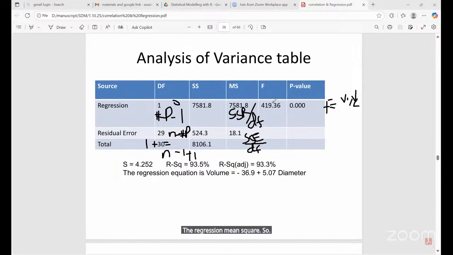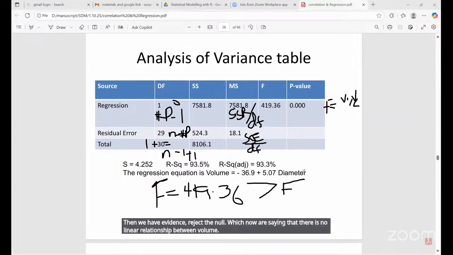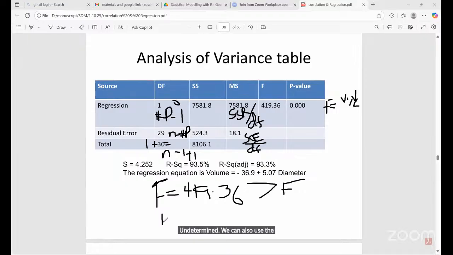If the calculated F value, the one you see in the table, which is 4.400.36, is greater than the one you get from the F tables, then we have evidence to reject the null. You will go in your free time and look for the F distribution tables. The null was saying that there is no linear relationship between volume and diameter. We can also use the p-value to make the interpretation. Our p-value is 0.000.